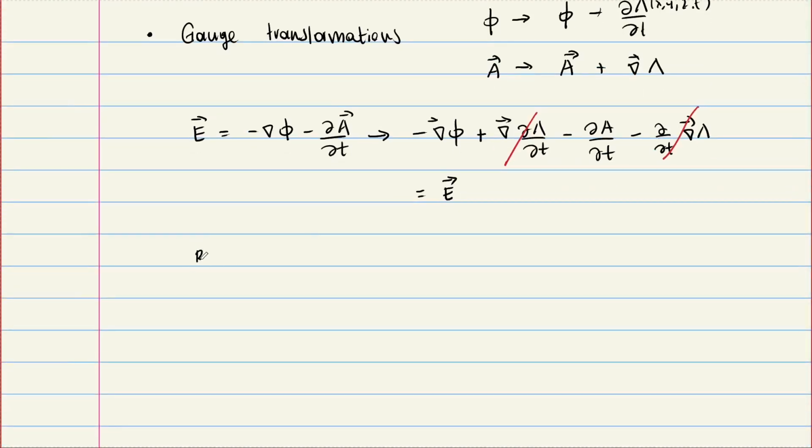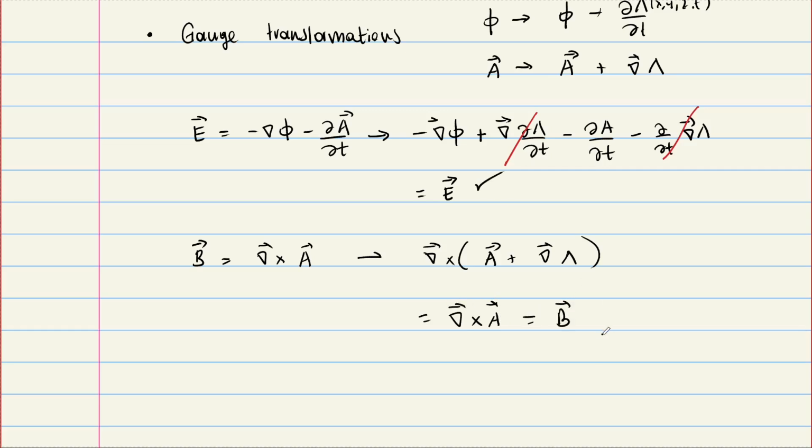Let me also do this with the B field. B is curl of A, and curl A goes to A plus gradient of this lambda, but we know curl of gradient is always 0, right? So this thing acting on here is going to give us 0. This is del cross A, and this is B. So E field and B field are unchanged after this transformation. Sometimes we say E and B are gauge invariant.